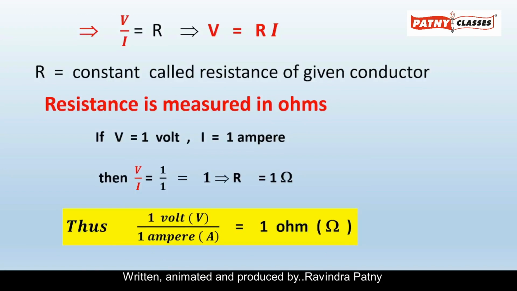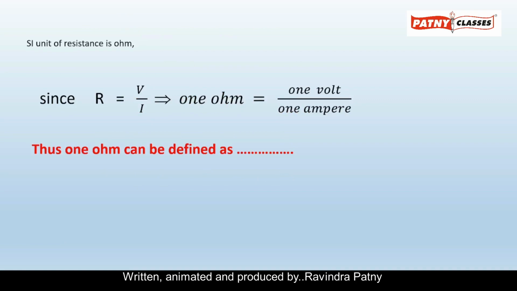If we take the potential difference applied between the two ends equal to 1 volt and the current flowing through the conductor equal to 1 ampere, then voltage upon current equals 1 upon 1 equals 1. Therefore R equals 1 ohm. Thus 1 volt divided by 1 ampere equals 1 ohm. The SI unit of resistance is ohm. Since R equals V upon I, 1 ohm equals 1 volt upon 1 ampere.